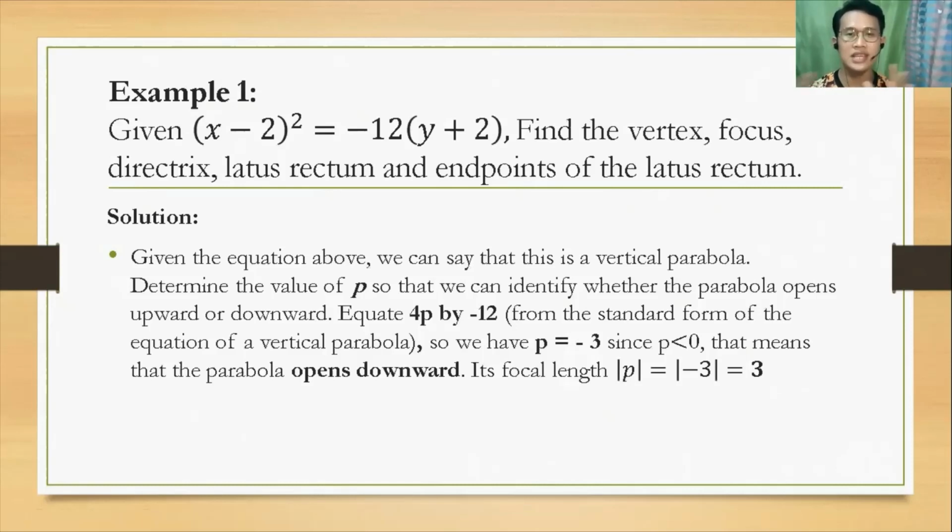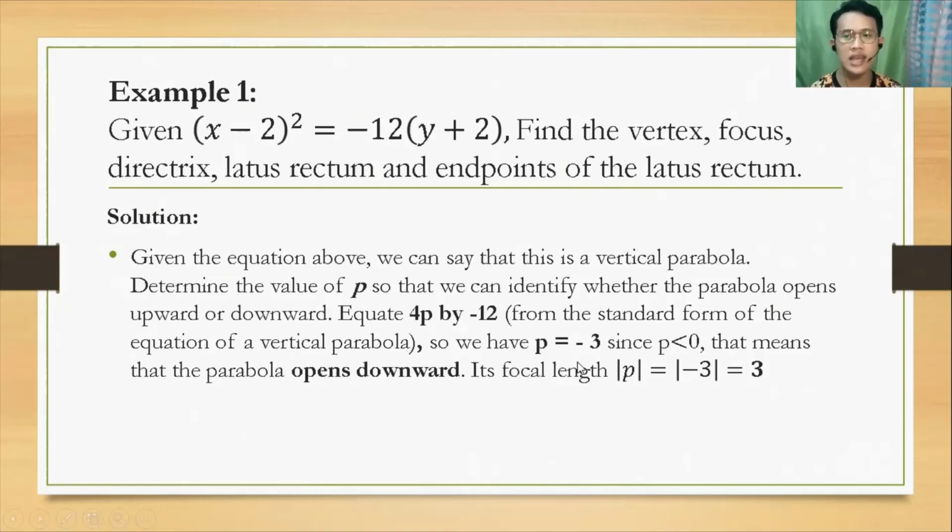Okay, basically we have here a detailed explanation. Given the equation above, we can say that this is a vertical parabola. Why? As you can see, the x variable is squared. Determine the value of p so that we can identify whether the parabola opens upward or downward. All we need to do for that is to equate 4p to negative 12. As you can see here, this is the 4p, right? From the standard form of the equation of a vertical parabola. So we have p equal to negative 3.